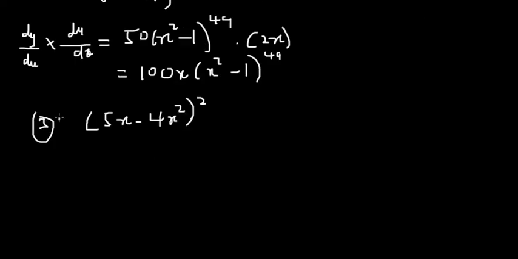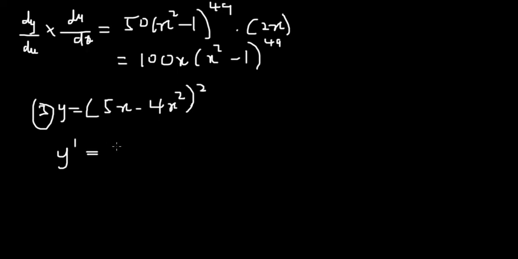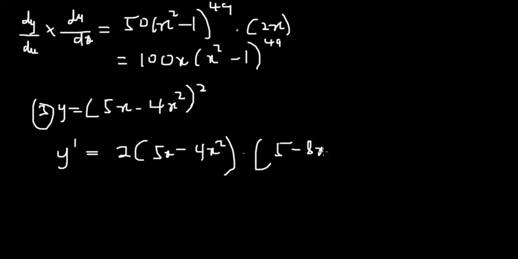Okay, so differentiating with the same principle, you just bring the numerator as the coefficient, bring it here. So when you subtract 1 from 2, you end up with 1, and then after that you multiply that by what is inside the bracket. So we have 5 minus 8x.